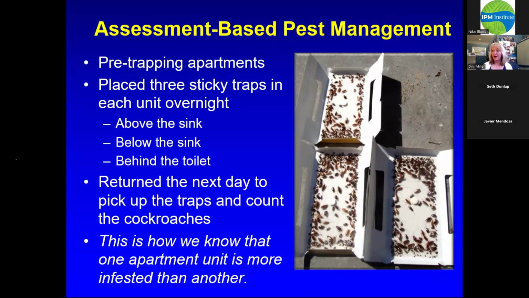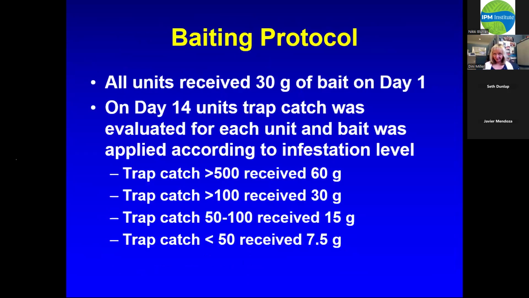We would pre-trap by taking 3 sticky traps, labeled them A, B, and C. A for above the sink, B for below the sink, and C for behind the commode. Okay, so they were behind the toilet. And then we would return the next day, pick up the traps, count the cockroaches, and that let us know for this study which apartment was more infested than the other.